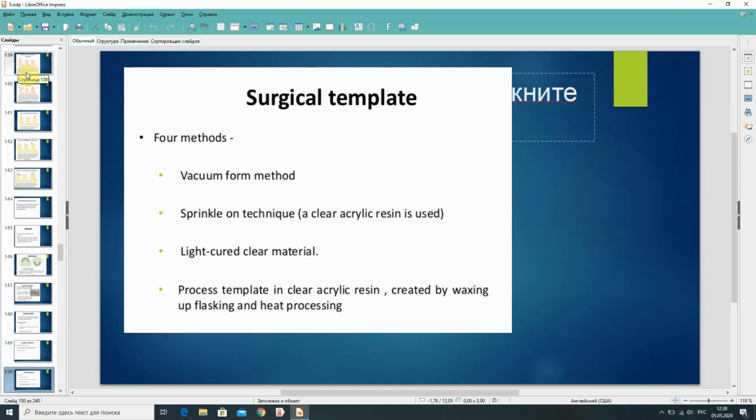Surgical template, four methods. Vacuum pour method. Sprinkle-on technique. Light-cured clear material. Processed template in clear acrylic resin, created by waxing up, blocking out and heat processing.